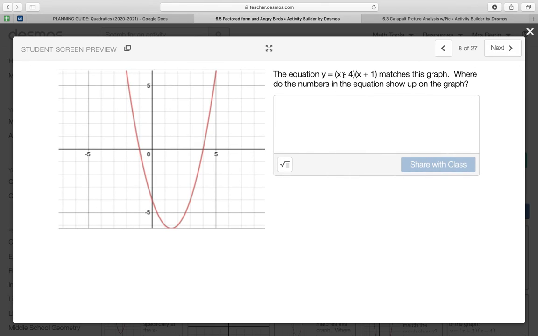And hopefully the pattern that you noticed is, if you're given this equation, that the x-intercepts are going to be the opposite of what's inside the parentheses. So the opposite of negative 4 would be positive 4, and that would show up as one of our x-intercepts. And then the opposite of the positive 1 is a negative 1, and that would be my other x-intercept. Okay, so how I might describe this is, I could say the x-intercepts are the opposite of the number in the parentheses.